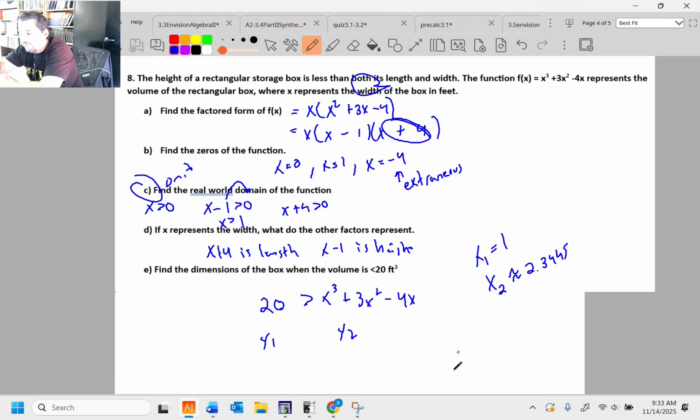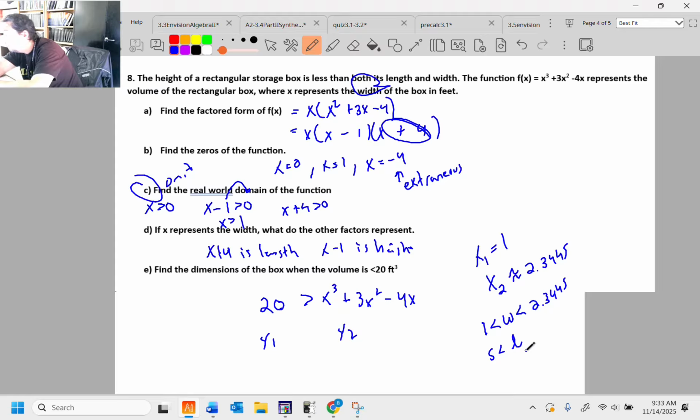So the box has dimensions between certain things. The x value, which is the width, is stuck between 1 and 2.3445. Now, if I plug that in for my length, I would add 4. And if I add 4 to 1, I get 5. 5 is less than the length.